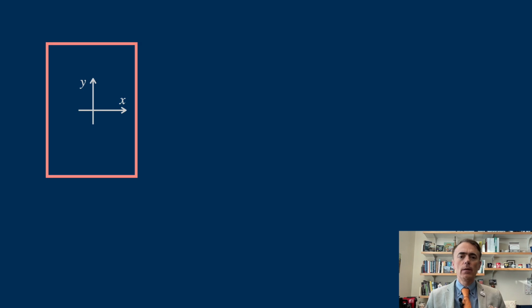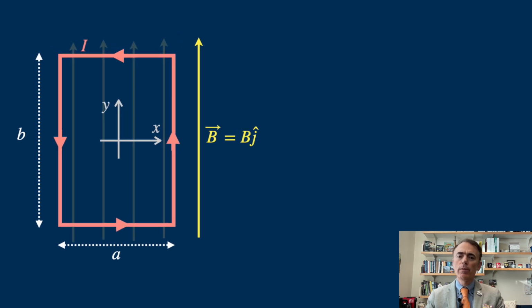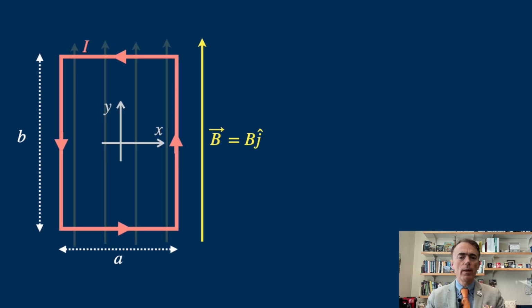Let's start by thinking about a rectangular loop carrying a steady current in a magnetic field and analyze the forces on each segment of this loop. Consider a rectangular loop with current I with two sides of length a and the other two of length b. Let's place the loop in the xy plane so that it lies flat and is centered at the origin. Let's also assume that the magnetic field B is uniform and points along the y-axis. B is equal to B j hat.